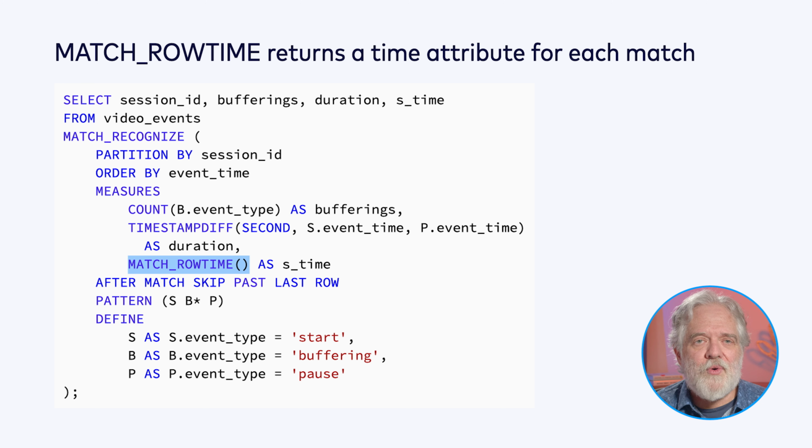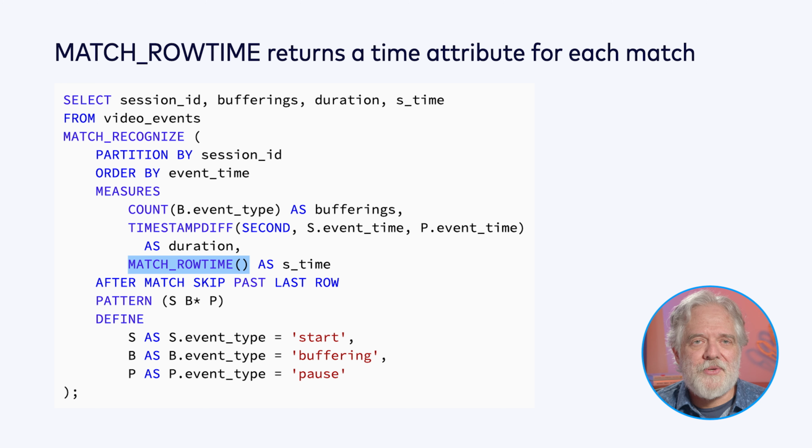But match row time is more than a timestamp. It's a time attribute. This means that it also has watermarking defined on it. So we can use this time attribute to apply additional temporal operations to the output of match recognize, such as windowing. I'll show an example of this in just a moment.